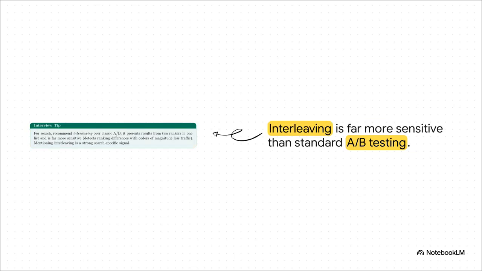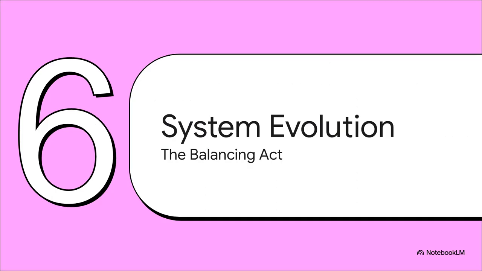Here is a totally awesome insider engineering secret for testing these models out in the wild. Instead of your standard A/B testing, where Group A gets one algorithm and Group B gets another, search engineers use a technique called interleaving. They literally zip the results from two different rankers together into one single list, kind of like a zipper, and show it to the user. Whichever ranker's results get clicked more is the winner. It's a wildly more sensitive testing method that detects ranking differences using orders of magnitude less traffic. Pretty brilliant, right?